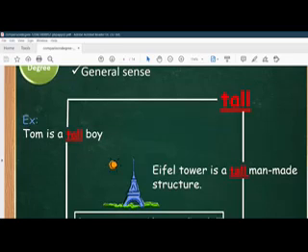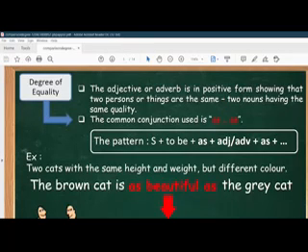Now the next question that comes on the next page: the adjective or adverb is in the positive form, showing that two persons or things are the same, two nouns having the same quality.